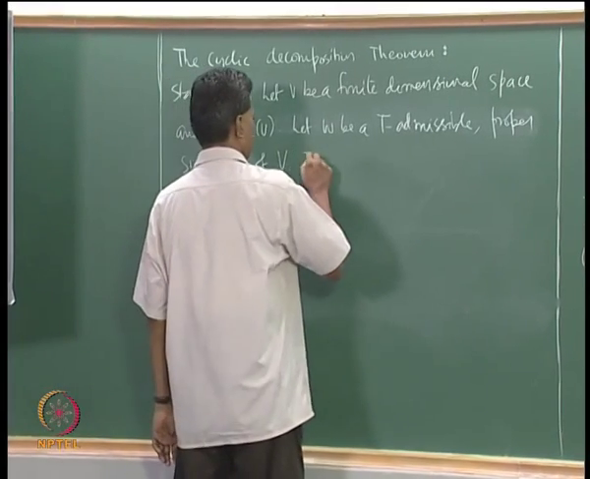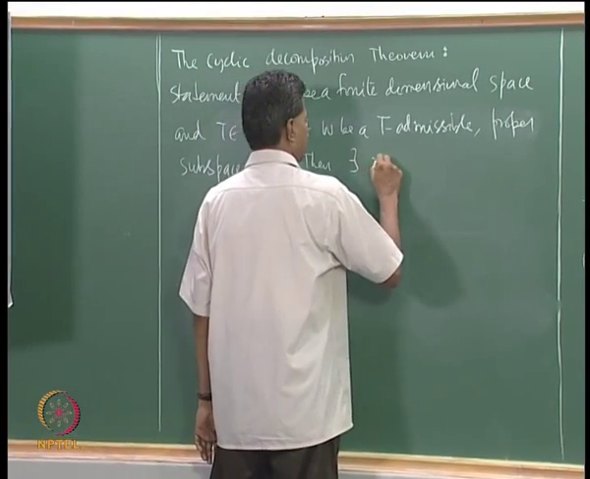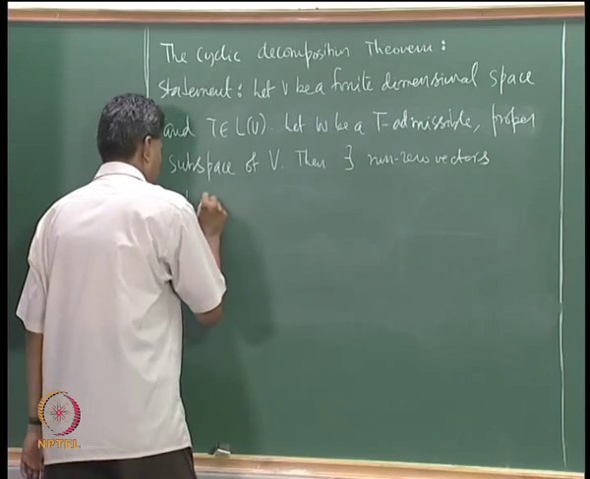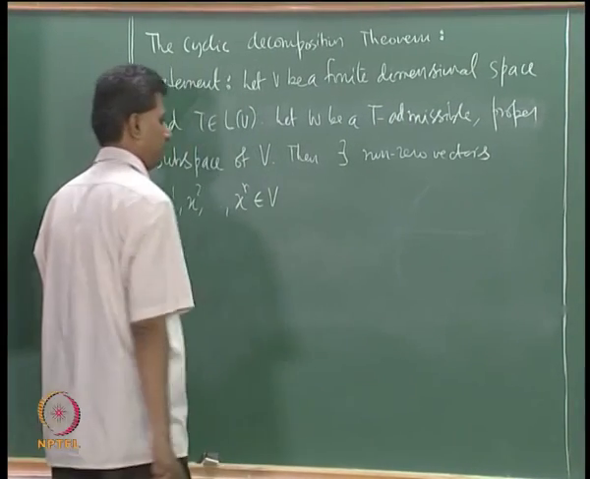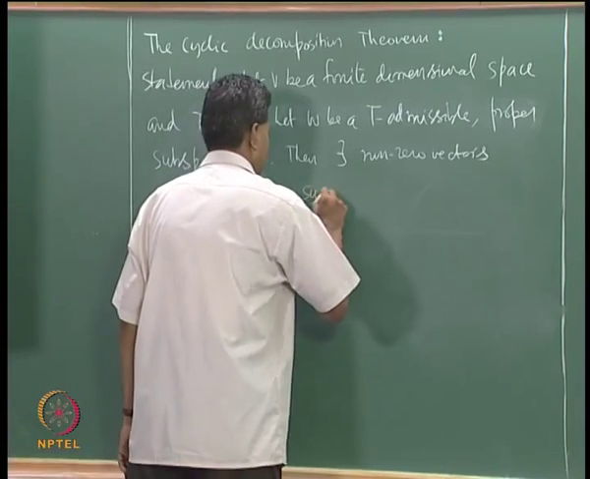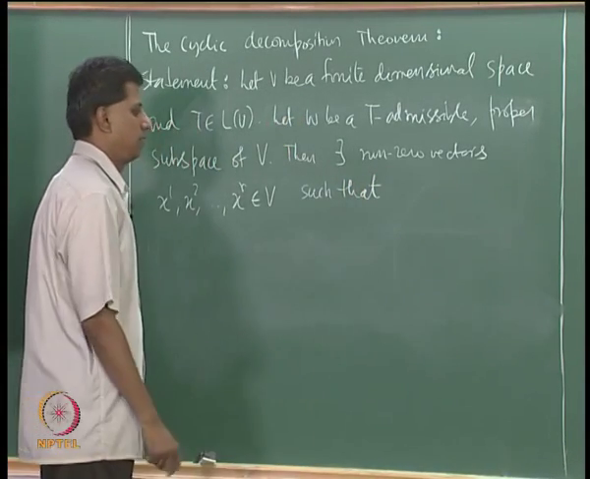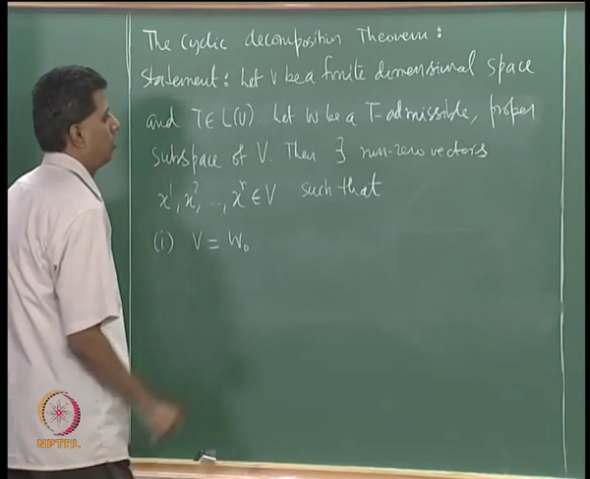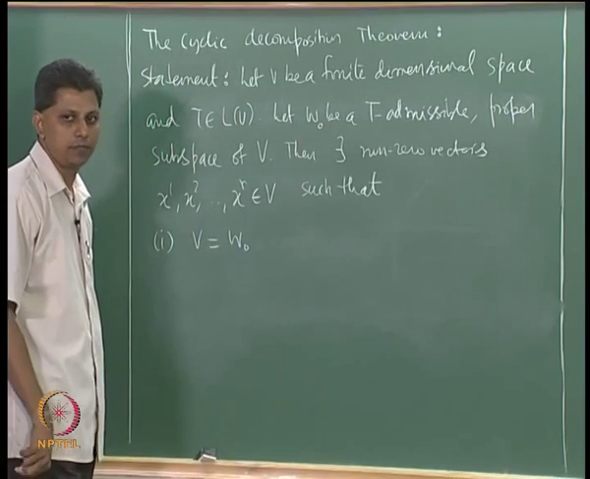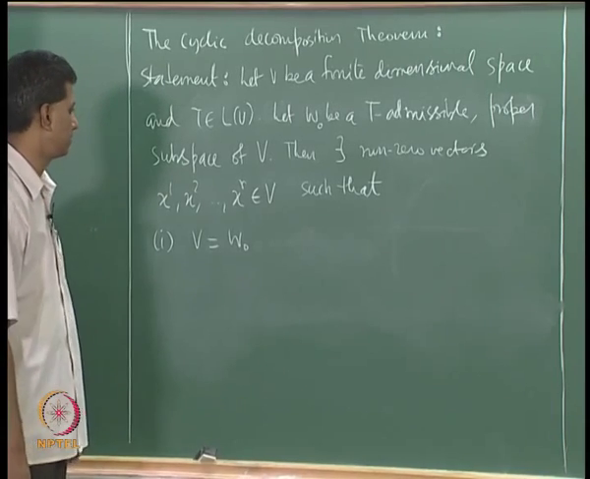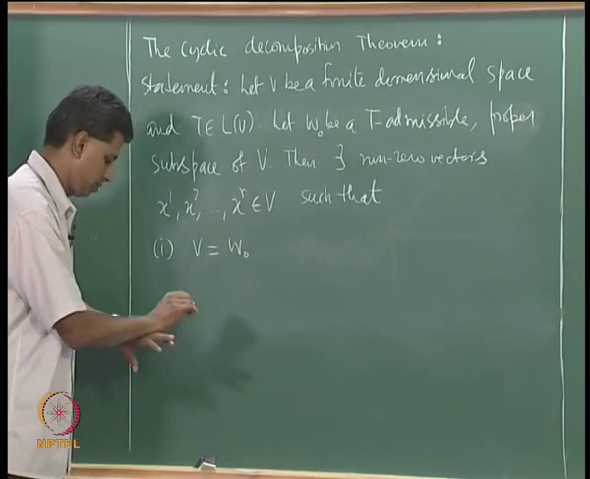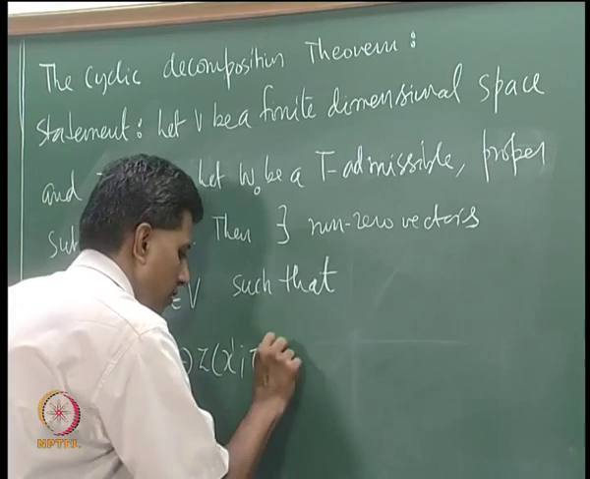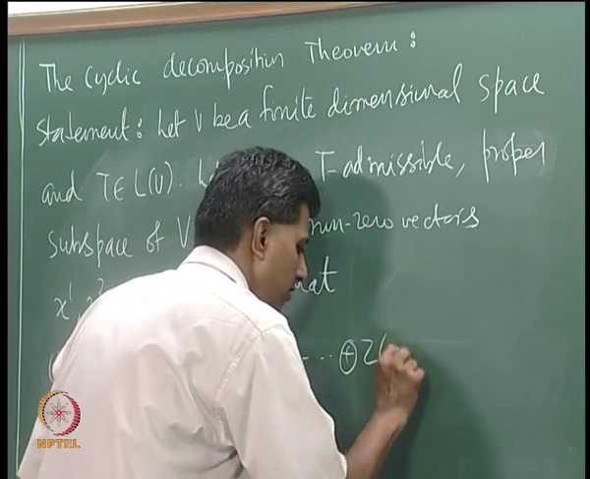Then what we want to show is that there exist non-zero vectors, I will call them x1, x2, etc., xr, non-zero vectors in V such that the following conditions hold. Condition 1 is that V is the direct sum of W0, the T admissible subspace that I start with, and the subspaces Z(x1;T), Z(x2;T), etc., Z(xr;T).